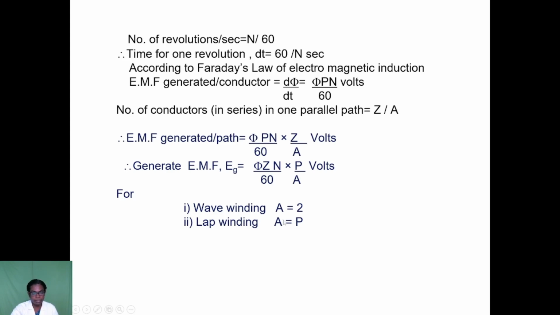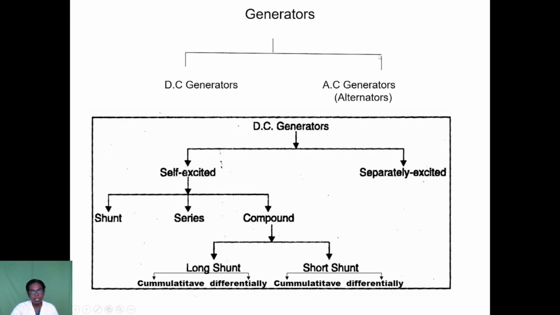This is the main thing. Okay. So then we have to discuss the types of generators: DC generators and AC generators. For now, we will only look at the DC generator.